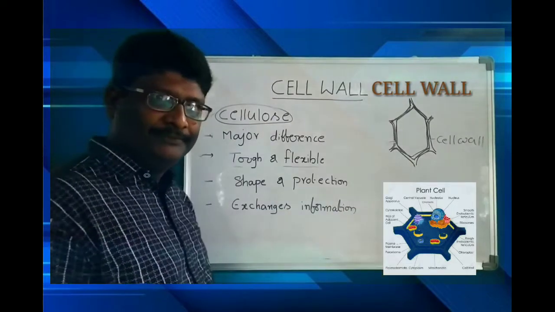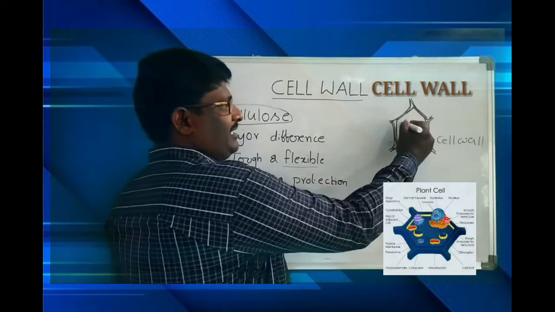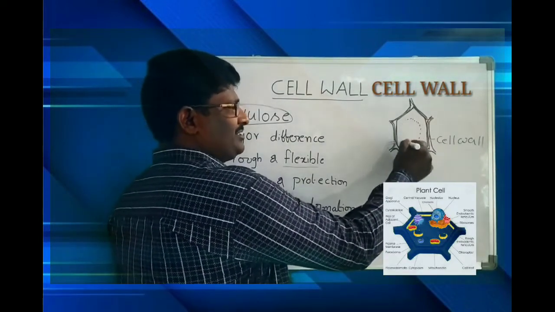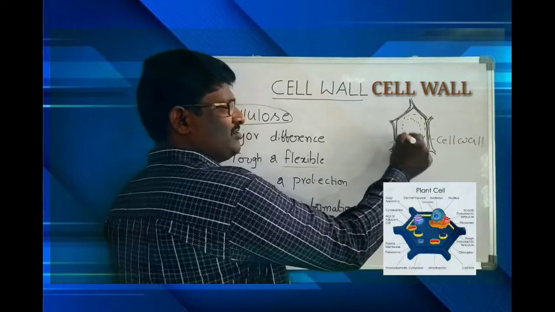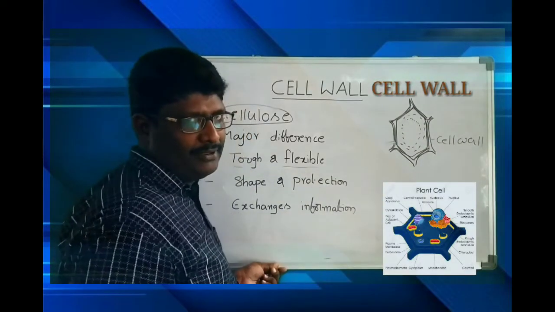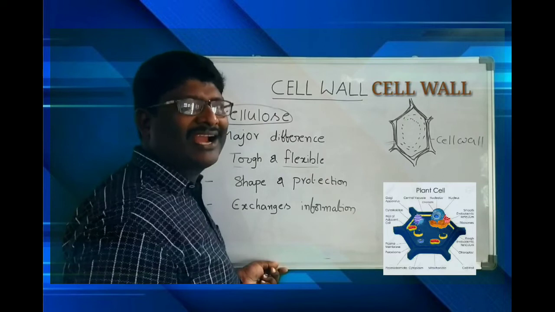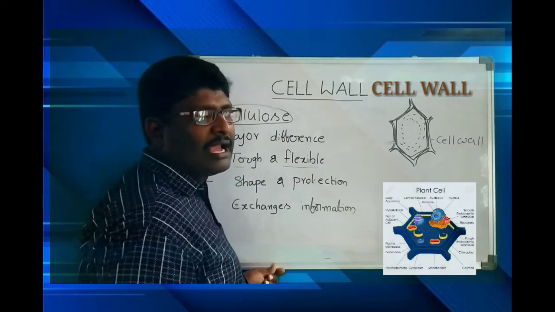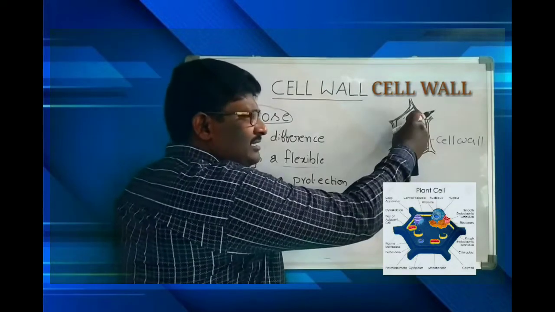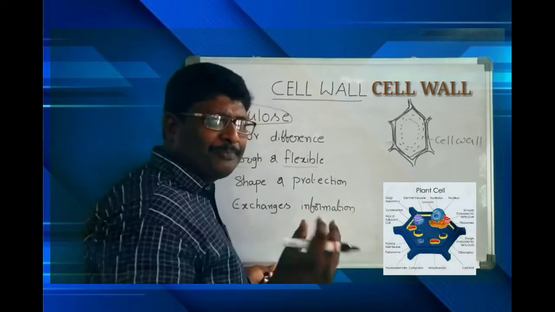inside the cell, there is a fluid-like structure. This is called cell sap, Kanarasamu in Telugu. Actually, this cell sap always creates pressure.